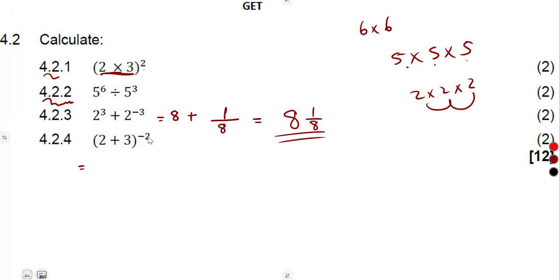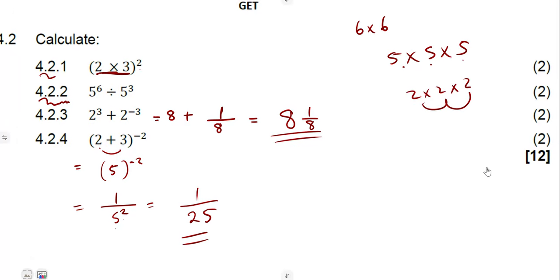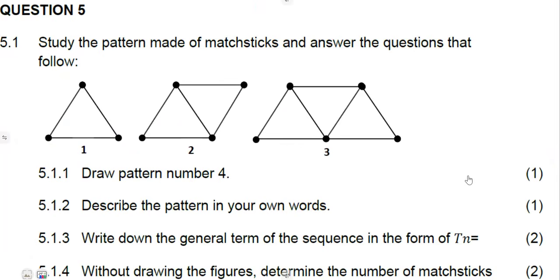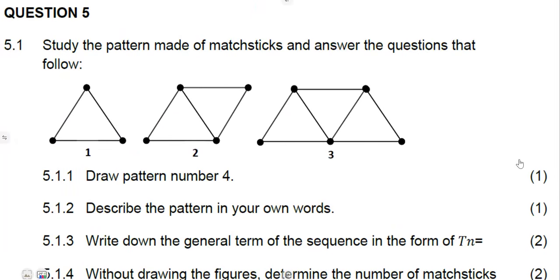All right. 2 plus 3 to the power of minus 2. 2 plus 3 is what? That's a 5. Raised to the power of minus 2. So it simply means we're going to get rid of a negative by writing 1 over 5 squared, which is what? 25. So that was going to be our 5.24. 1 over 25.